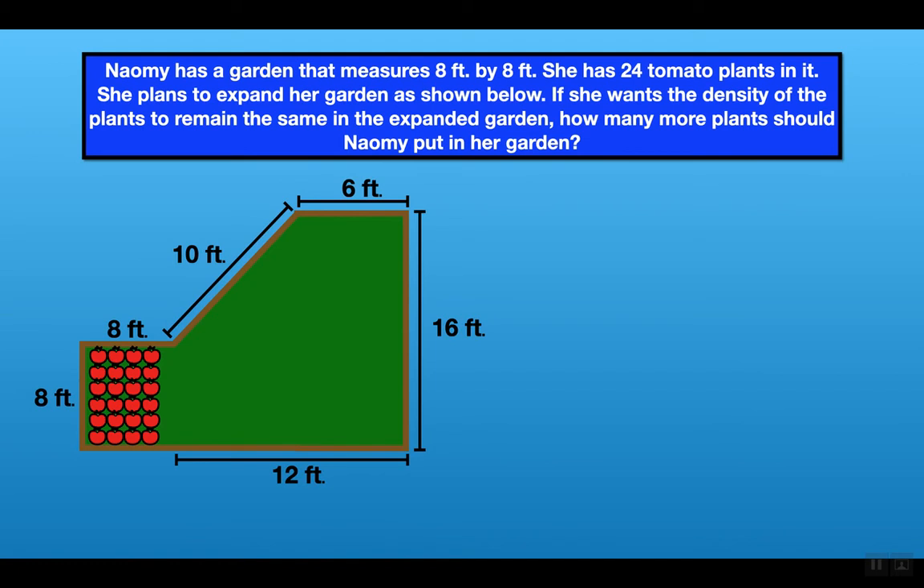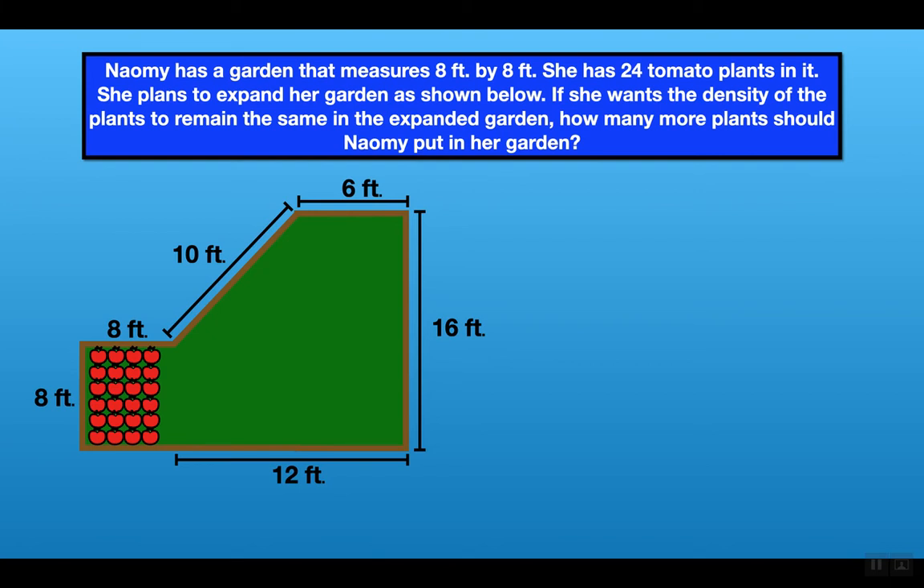Okay, moving on to our last question. It says Naomi has a garden that measures 8 feet by 8 feet. She has 24 tomato plants in it. She plans to expand her garden as shown below. If she wants the density of the plants to remain the same in the expanded garden, how many more plants should Naomi put in her garden?